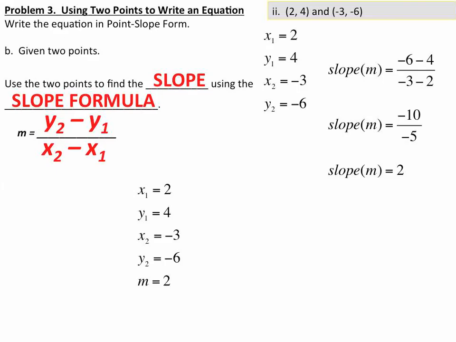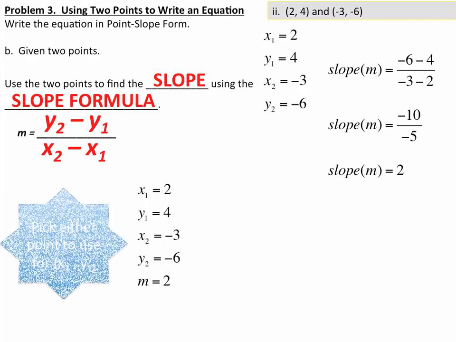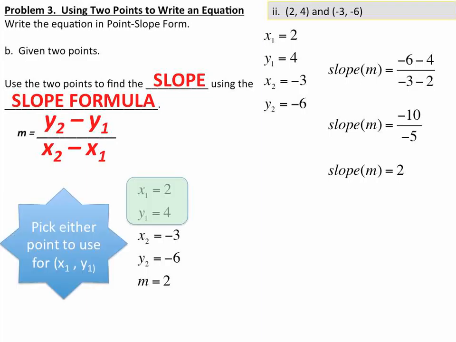Pick either point you want. In this case, I would select the 2, 4. All right? But you could select the -3 and -6 one if you wanted. You just can't mix them. You can't take this x, but then that y. All right? And that makes sense.